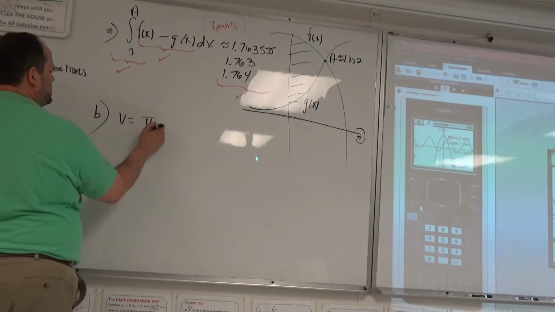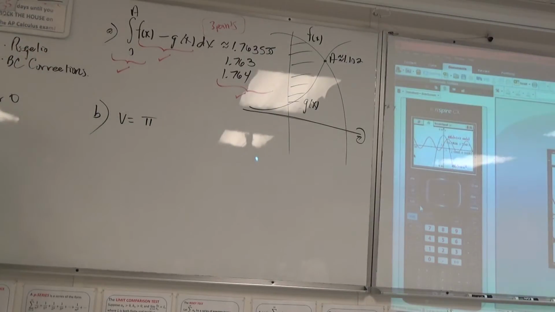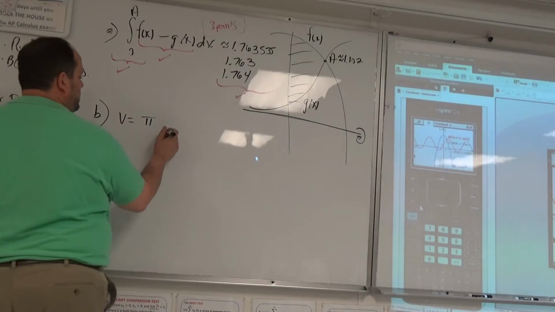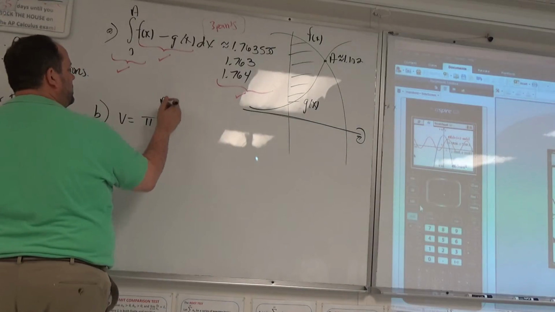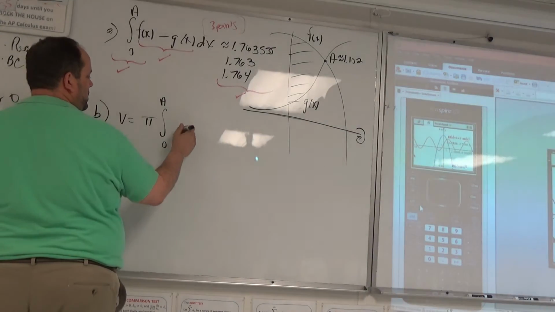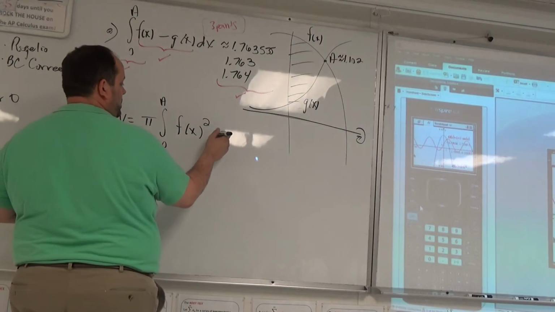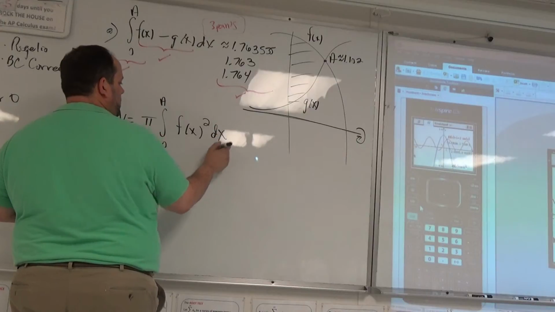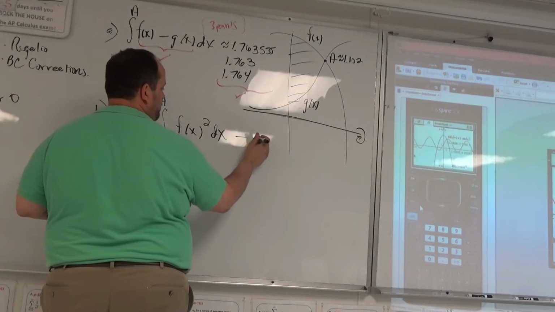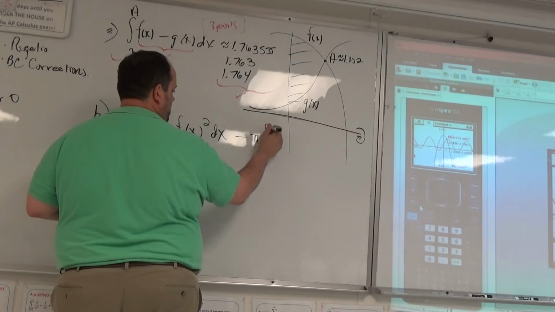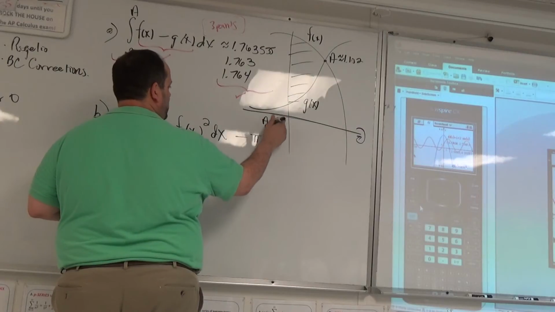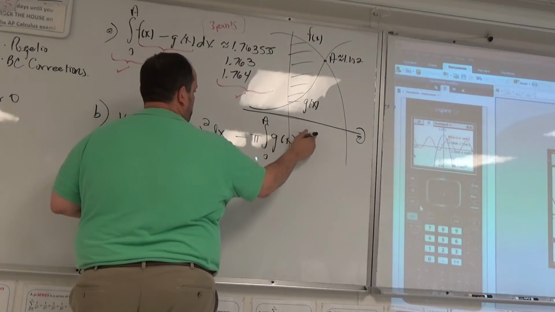So volume, we're doing something with pi. Then an integral from 0 to a of f of x squared dx, minus pi times the integral from 0 to a of g of x squared dx.